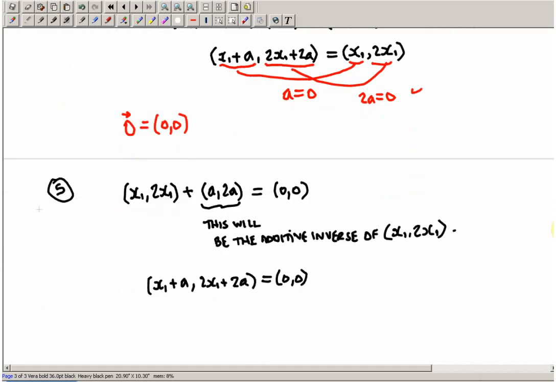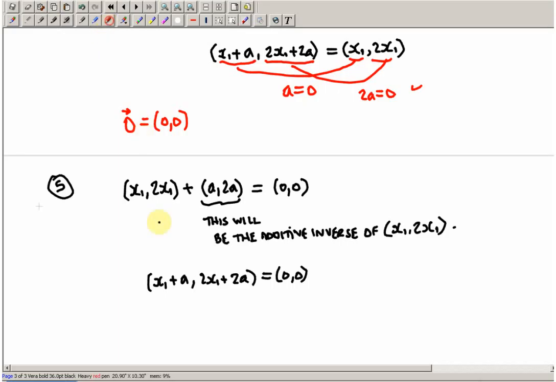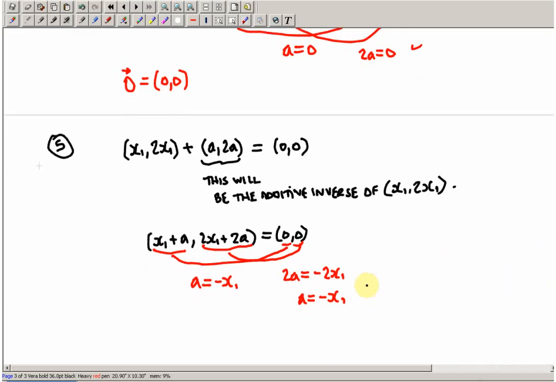Okay, so here, if you make this coordinate equal to this coordinate, it turns out that A would be negative x1. And let's see what happens. Let's see if it's okay for the second coordinate. This would be 2A equals negative 2x1, and divide by 2 on both sides, A equals negative x1. So it's possible to find, and so the additive inverse of x1, 2x1 is negative x1, negative 2x1.